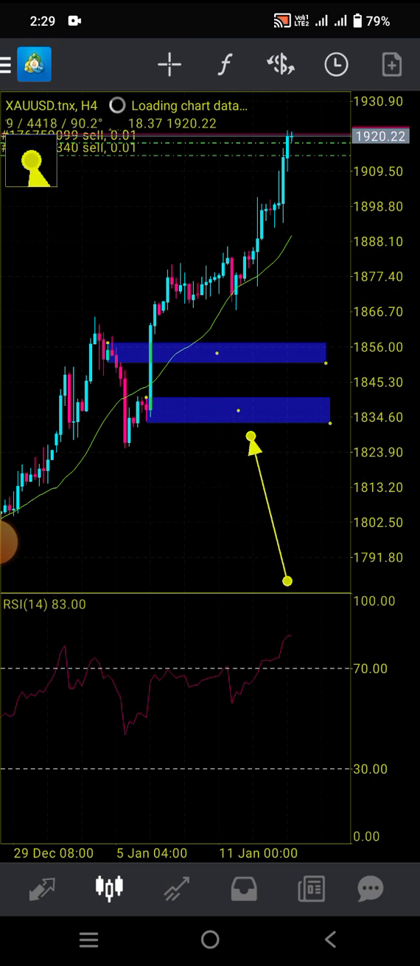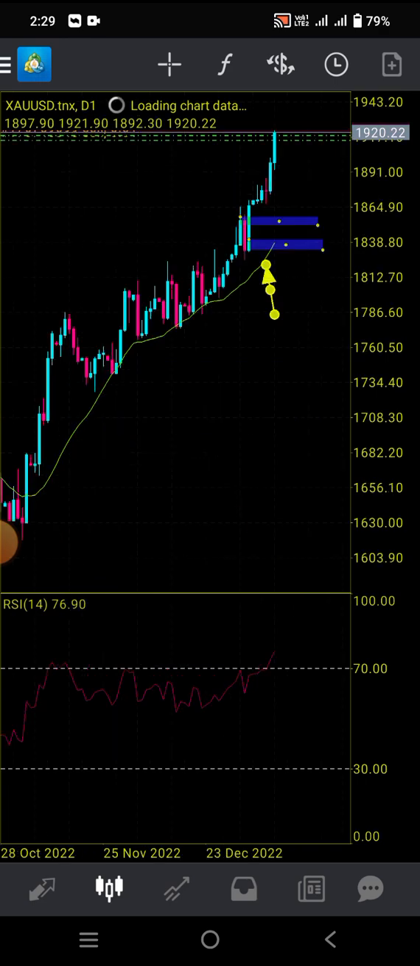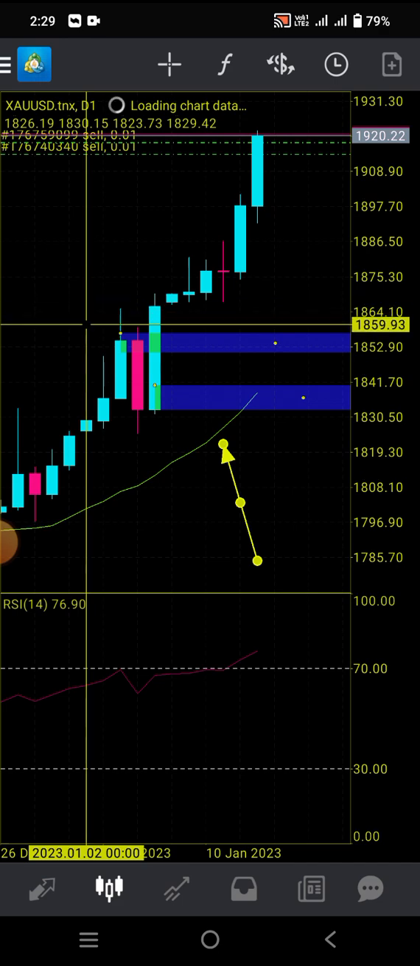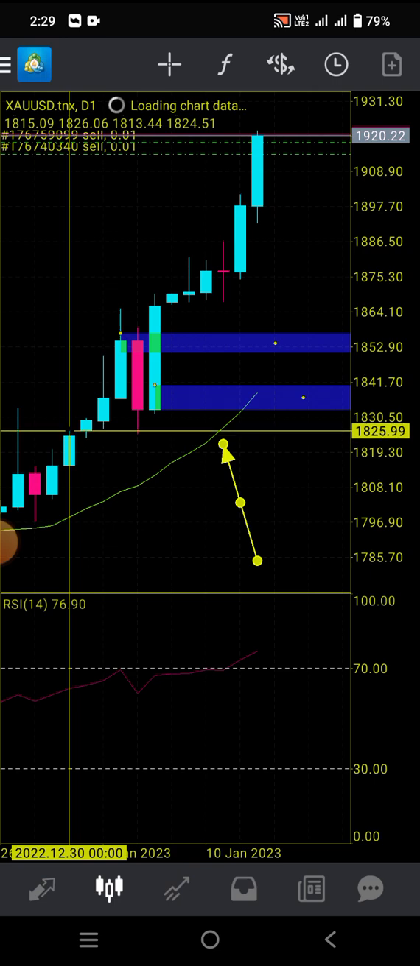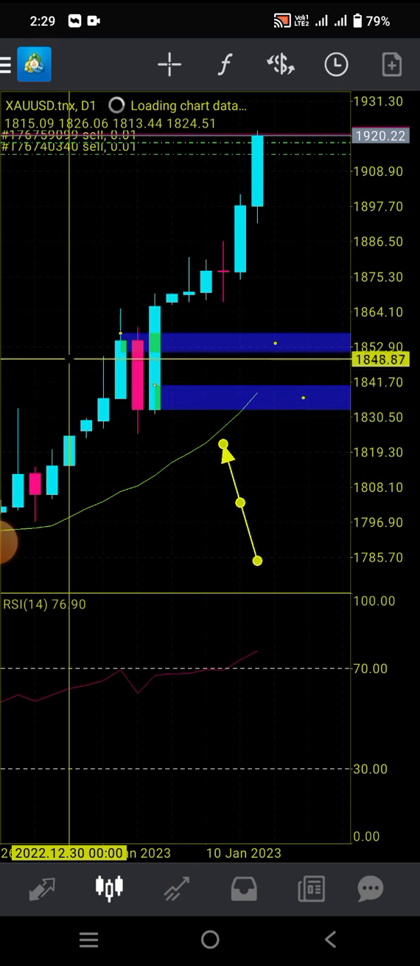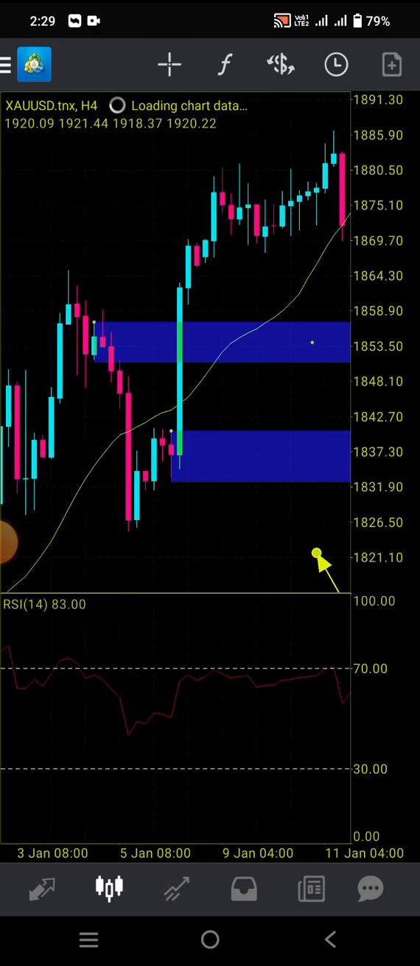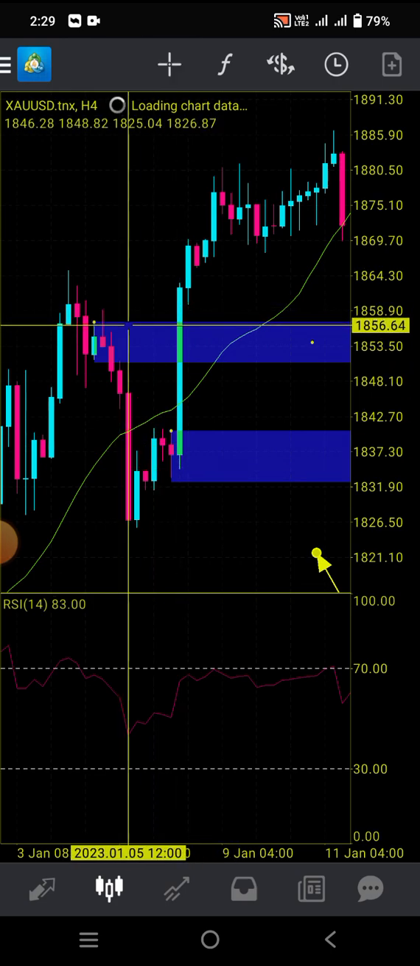How to make this small? Because in the daily time frame, look, this zone is 250 pip zone. Now in H4 we find two zones for buy entry. This zone is a 60 pip zone and this zone is a 70 pip zone.